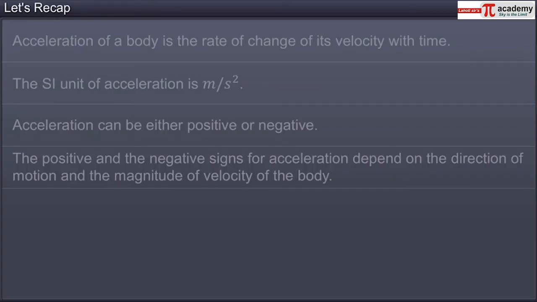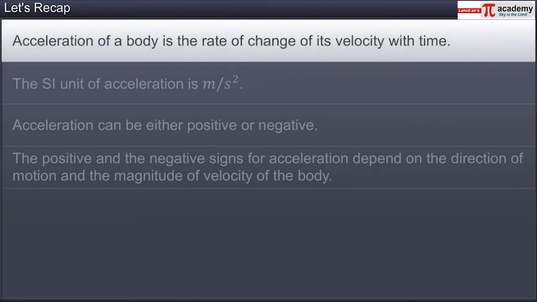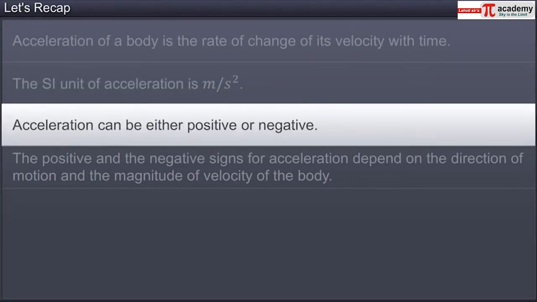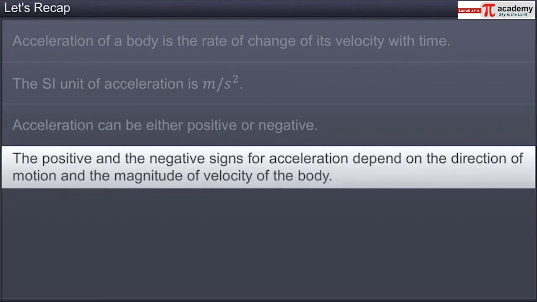You have now reached the end of this module. In this module, you learned that acceleration of a body is the rate of change of its velocity with time. The SI unit of acceleration is meter per second square. Acceleration can be either positive or negative. The positive and the negative signs for acceleration depend on the direction of motion and the magnitude of velocity of the body.